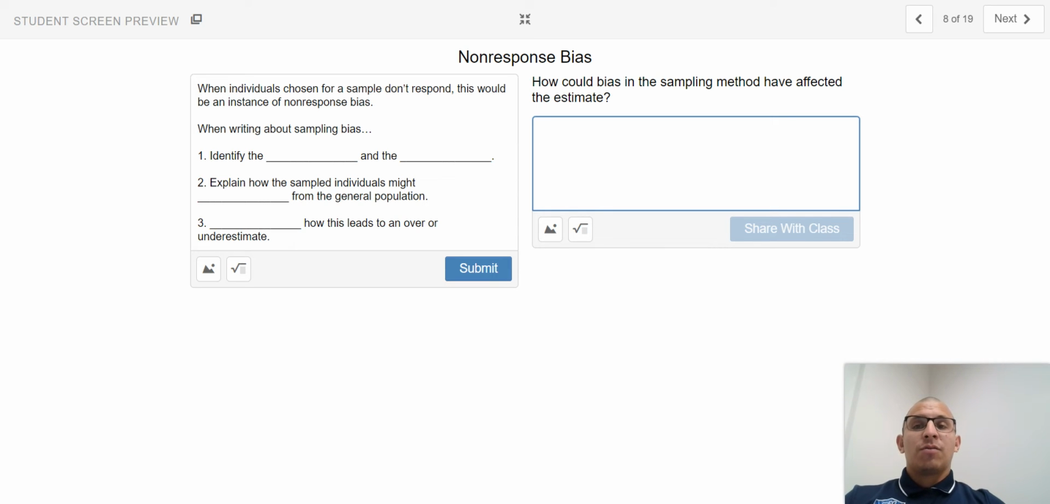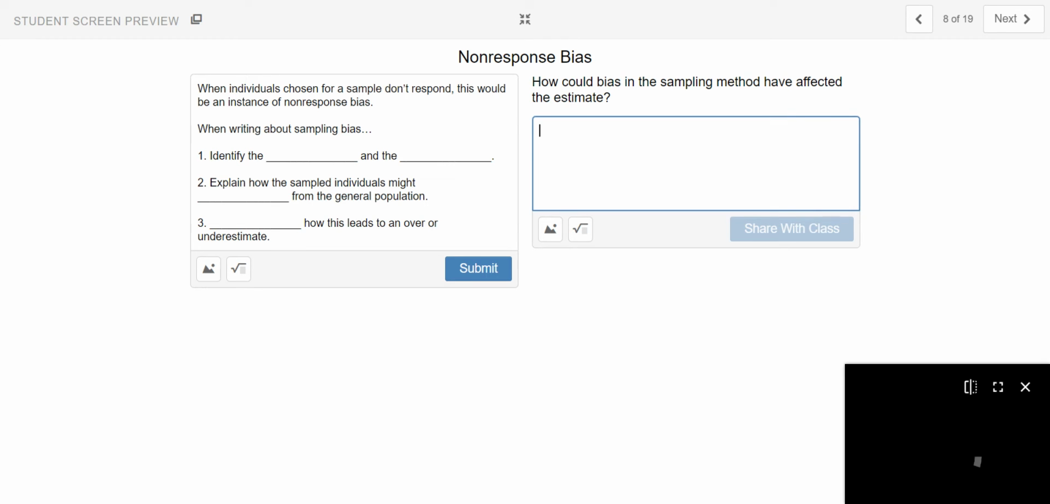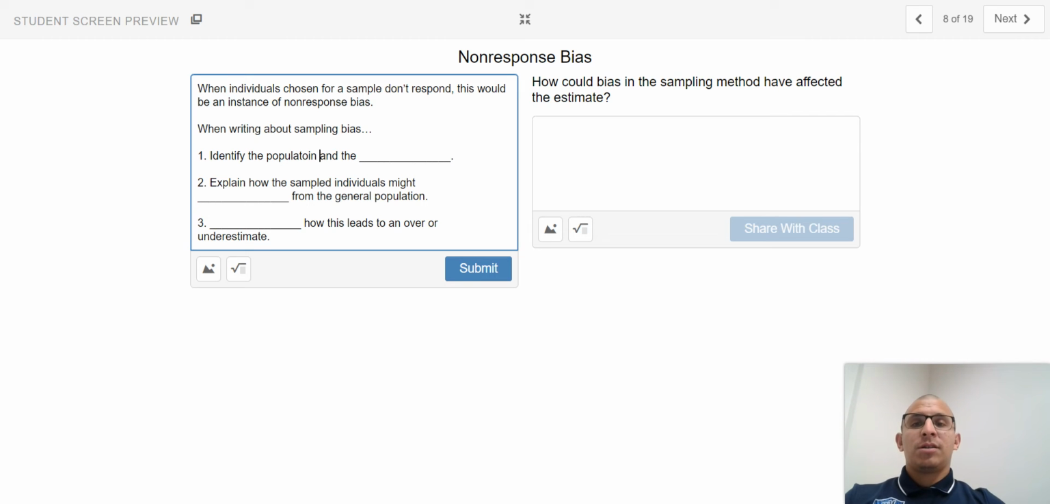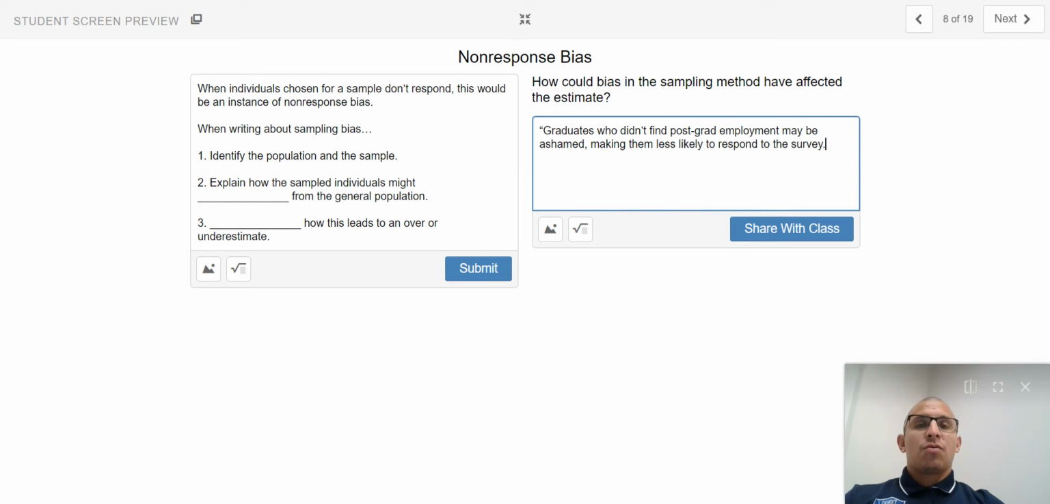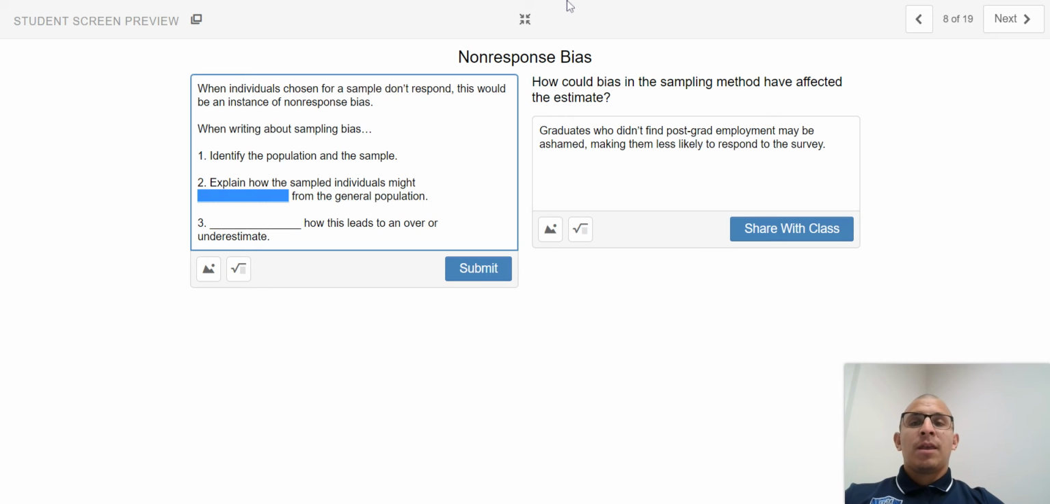Now, to answer our question here on the right-hand side, we do have a little bit of a roadmap or a template that we should follow. So first and foremost, we need to identify the population and the sample. So in this case, you can say graduates who didn't find post-grad employment may be ashamed, making them less likely to respond in the survey. Right? Graduates, post-grad employment, population, sample.